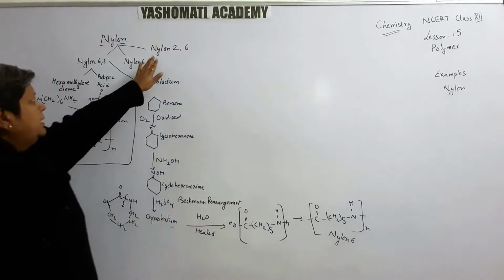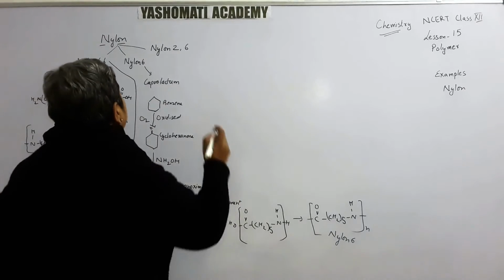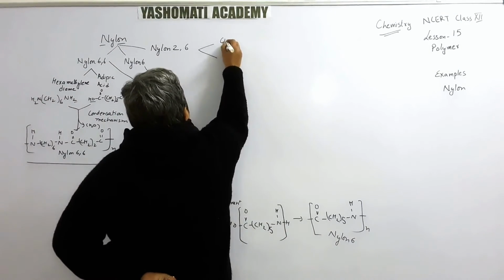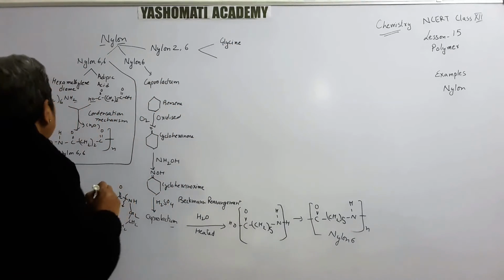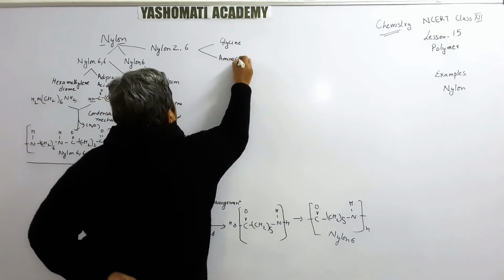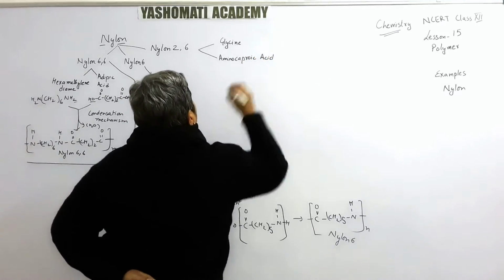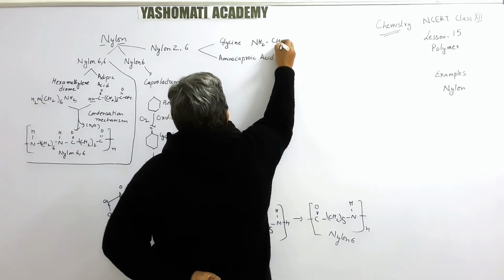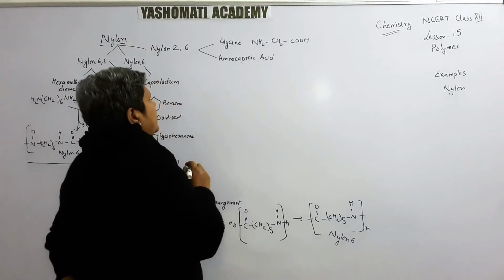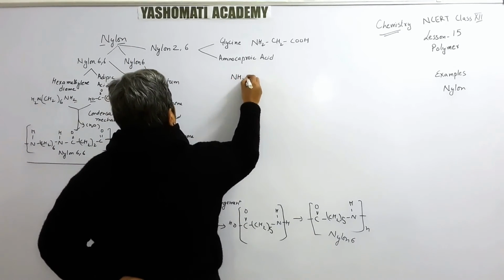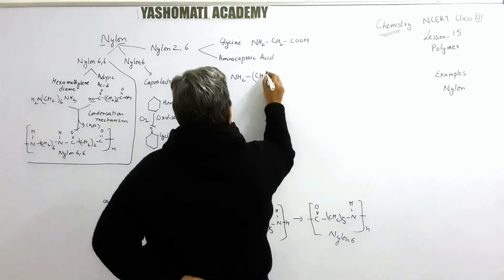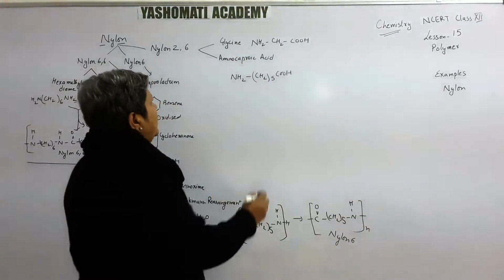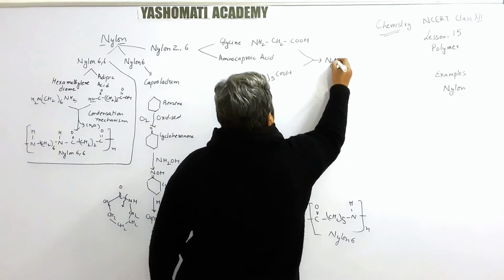Another polymer which we have to see is nylon 2,6. Nylon 2,6 is made from 2 units, which are called glycine, and the second unit is aminocaproic acid. Formula for glycine is this, and aminocaproic acid is this, so here this is the 6 carbon and this is 2, and they form nylon 2,6.